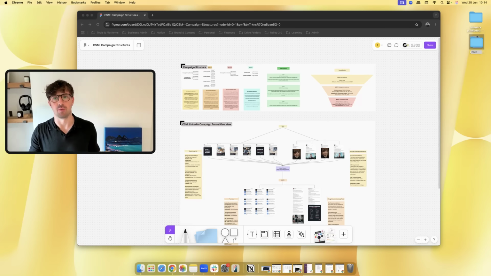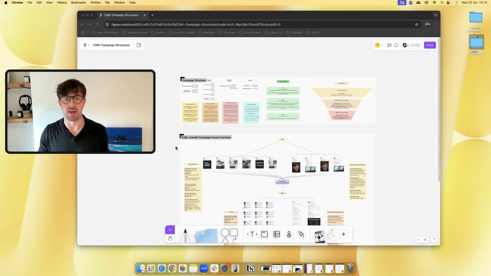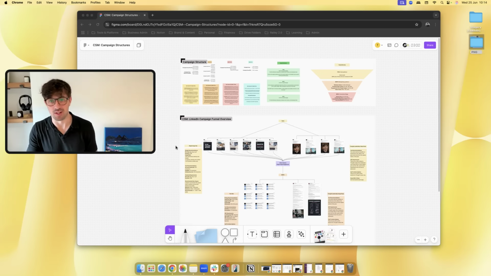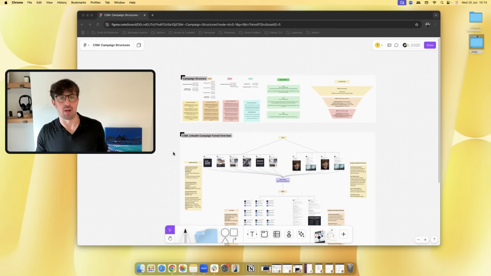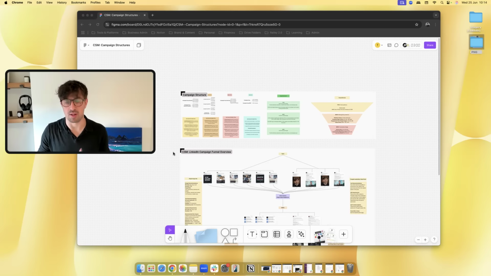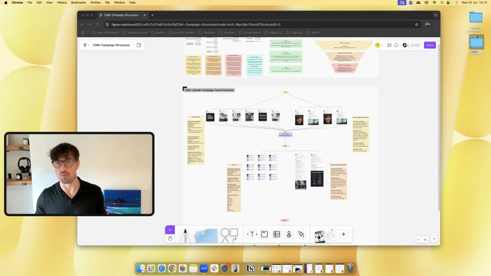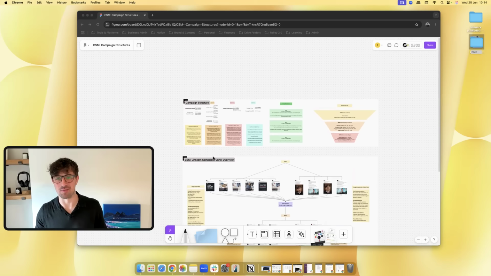But in terms of our framing and how we think about these campaign structures has completely evolved over the last few years. So I want to do a high-level breakdown of how we're thinking about it, both for our own brand, but ultimately for our clients' businesses too, and how you'd be able to take some of these learnings and implement them into your own business.